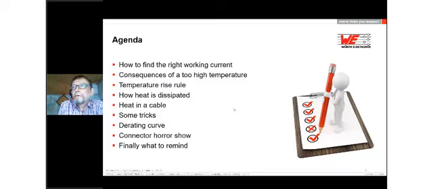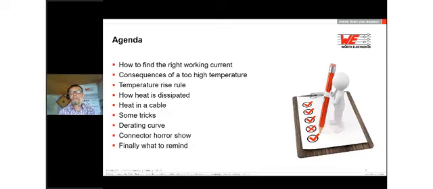So what are we talking about today? Yes, we are a manufacturer of connectors, as you know. So how can we find, as a manufacturer, the right working current for our connectors? I will show you that in a few slides. After that, we will talk about consequences of a too high temperature inside of a connector. Therefore, we have to look at the temperature rise rules. And when we have too much heat in our system, we have to find an idea how the heat can be dissipated. There are different possibilities to dissipate the heat, and one very good one is to dissipate it in the cable we have on our connector. So that's the point where we are talking about heat in a cable.